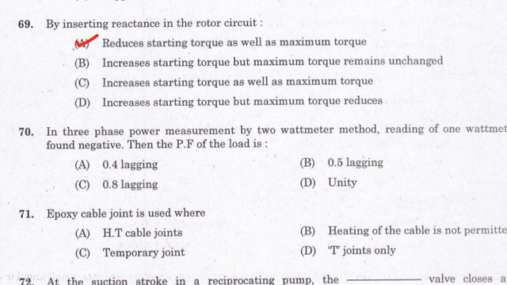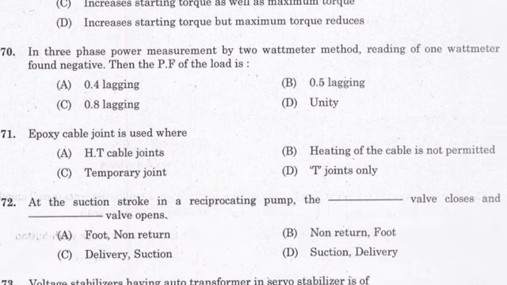In three-phase power measurement by 2 wattmeter method, reading of one wattmeter is found negative. Then the PF of the load is: 0.4 lagging, 0.5 lagging, 0.8 lagging, unity. And the right answer is option A, 0.4 lagging. Epoxy cable joint is used where HT cable joints, heating of the cable is not permitted. Temporary joint, T joints only. The right answer is option B.